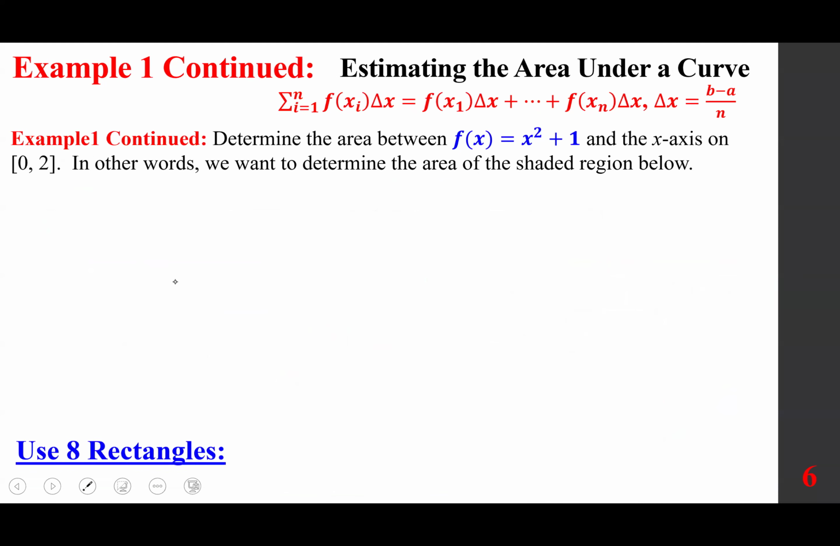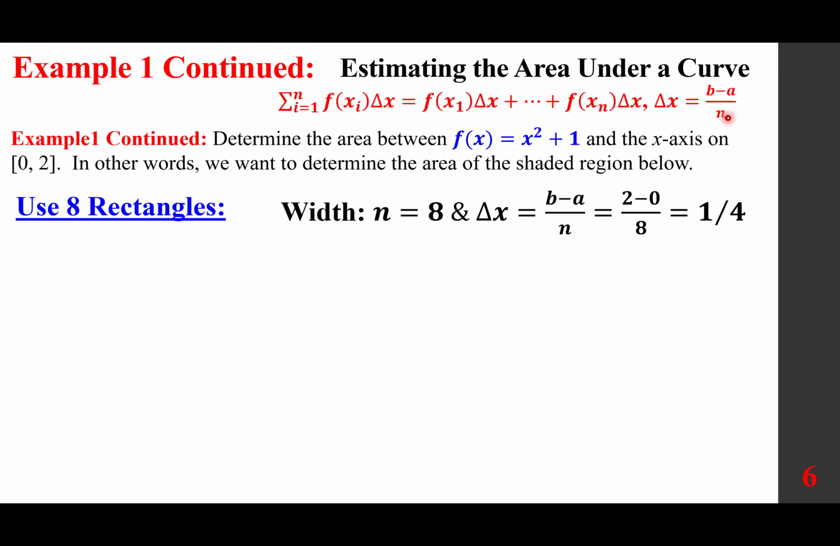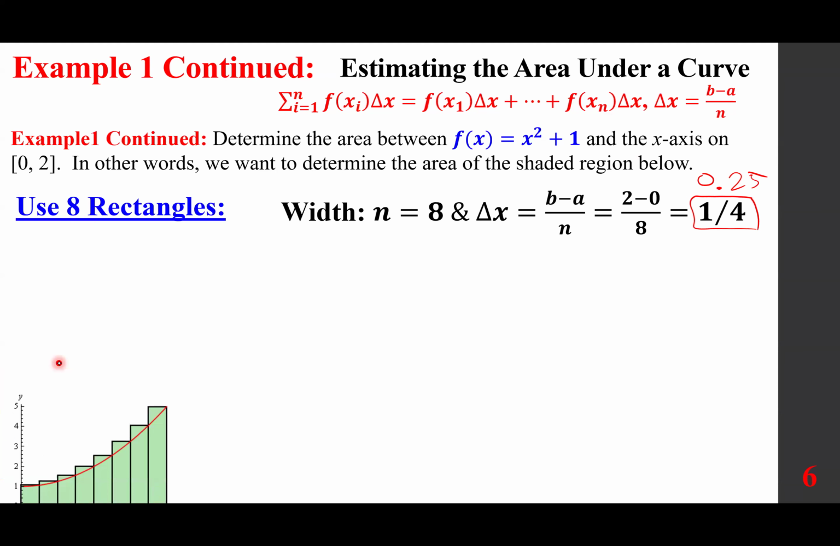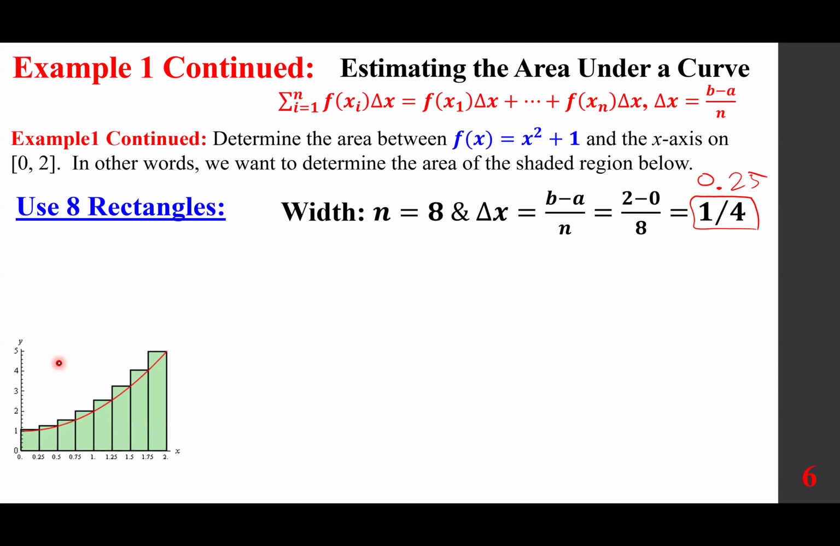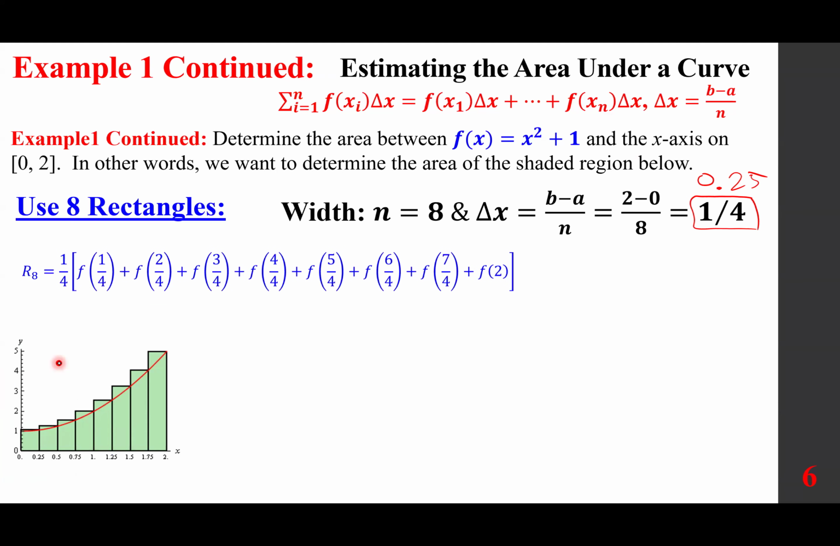Let's repeat the question, but this time use 8 rectangles. So delta x is (b minus a) over n, which is (2 minus 0) over 8, and that's 1/4 or 0.25. So if we do the drawing, you see that clearly we have a better approximation. We call it R sub 8, R because it's the right endpoint, sub 8.